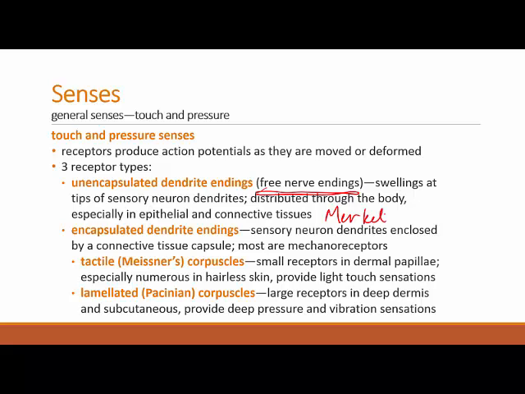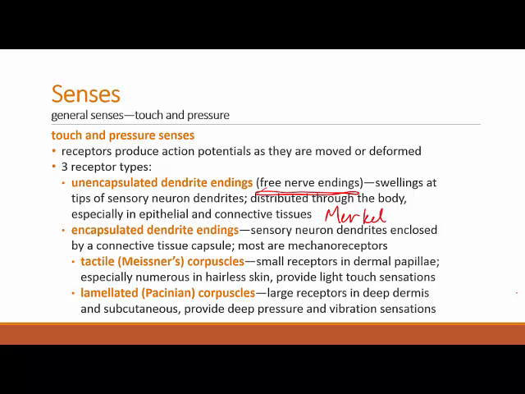The tactile corpuscles are found at relatively shallow or superficial layers of the skin, especially in the dermal papillae, and they're especially numerous there in hairless skin. They provide light touch sensations, and based on their abundance in hairless skin, are also a piece of what helps provide the erogenous zones of the body, the places that we stimulate romantically. So think the lips or the external genitalia.